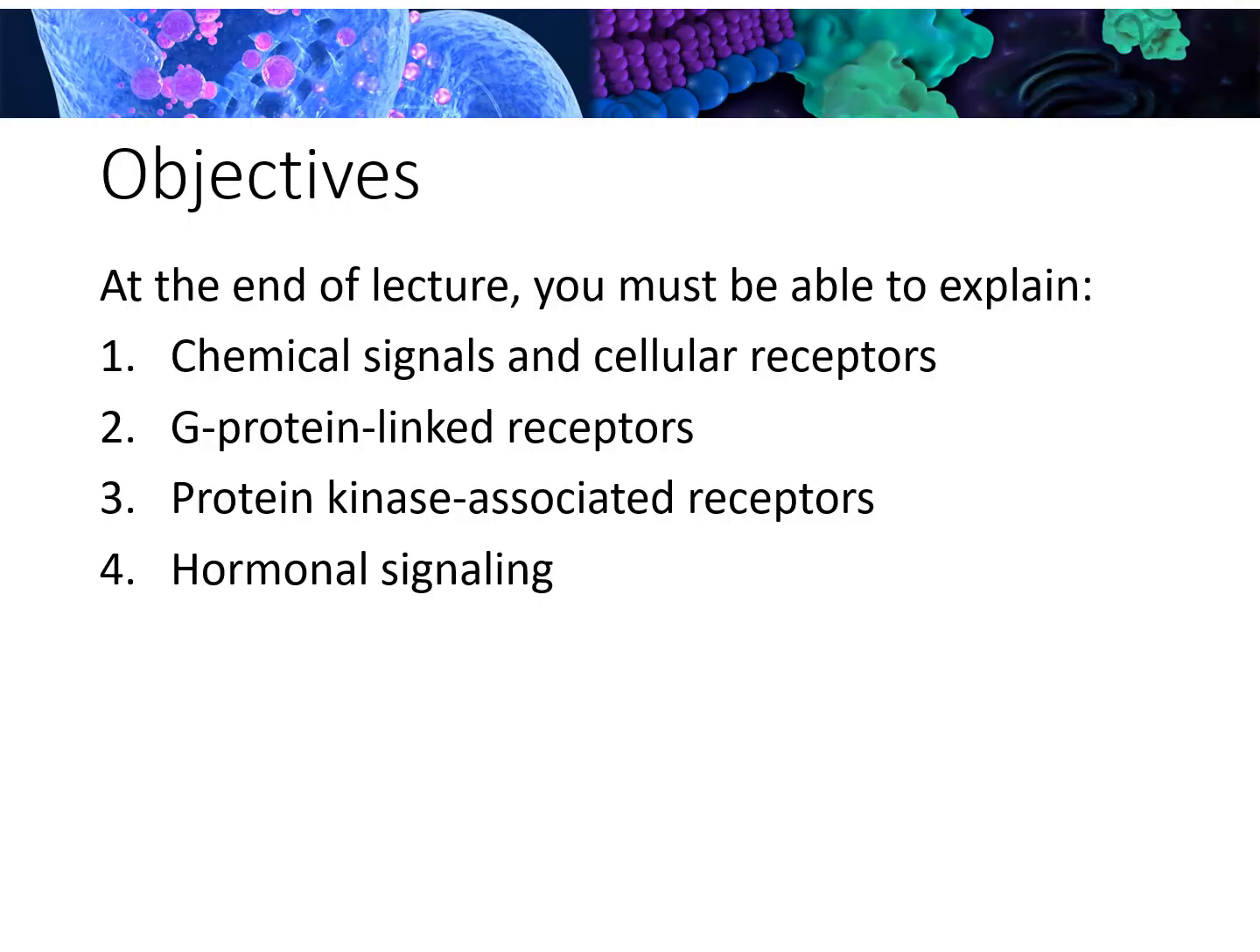So here is the objective of the lecture, which at the end of the lecture you must be able to explain. The first is the chemical signal and cellular receptors. Second is the G protein link receptor. The third is the protein kinase associated receptor, and also number four is the hormonal signaling as the example of a signal transduction mechanism or cell signaling in cell biology.